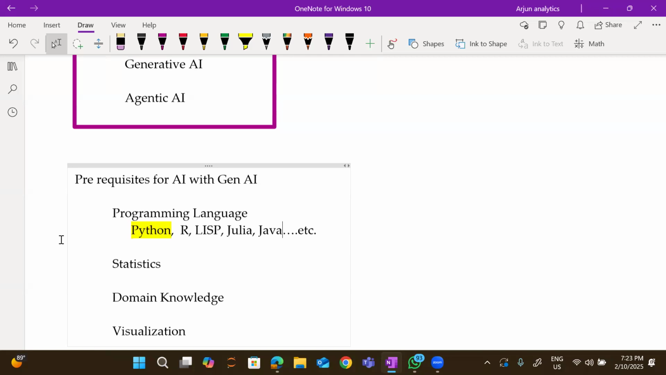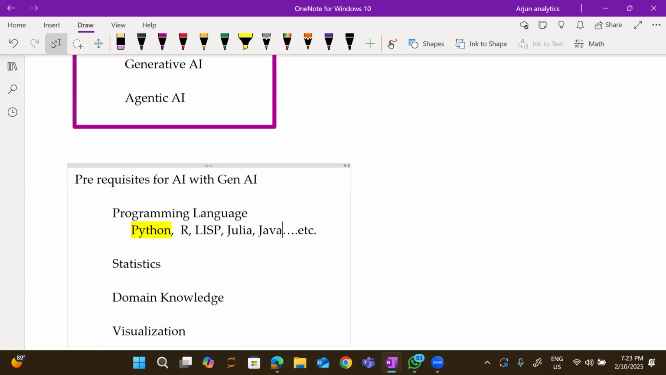The beauty of Python is that whatever complexity there is, it is taken care of by the libraries. There are some libraries, and these libraries will take care of that.